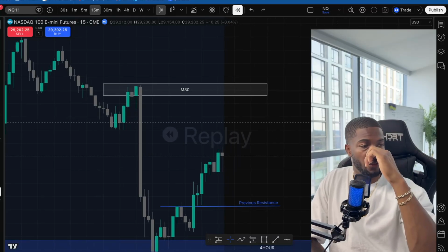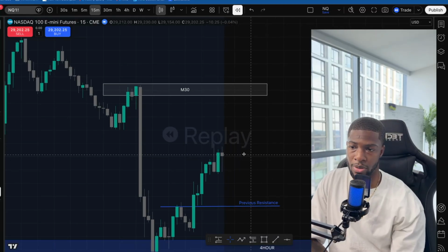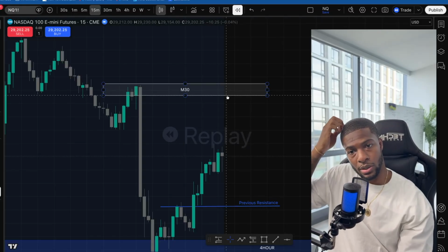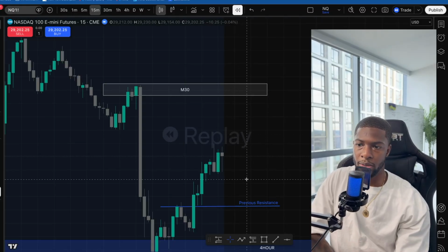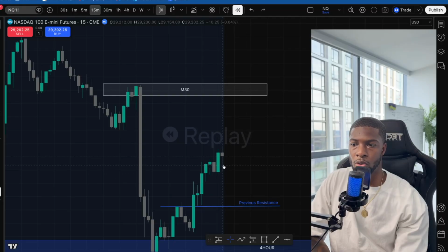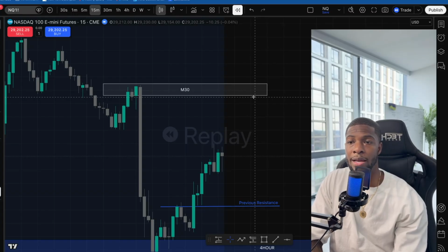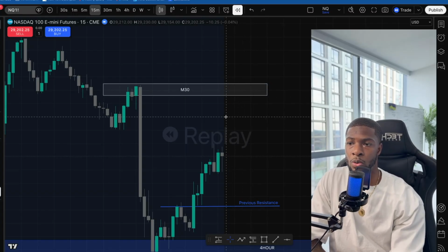So what I'm waiting for, there's two options. Price might come up to touch this M30 supply zone and then shoot back down. Price might also come down, either hit this demand zone or hit this demand zone and then shoot back up. Price can do one of those things, or it can do whatever else it wants. But I am expecting price to hit one of these zones fairly soon.